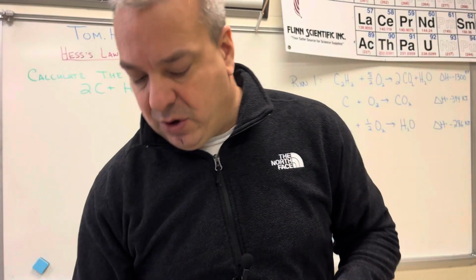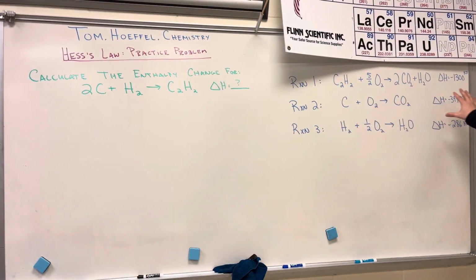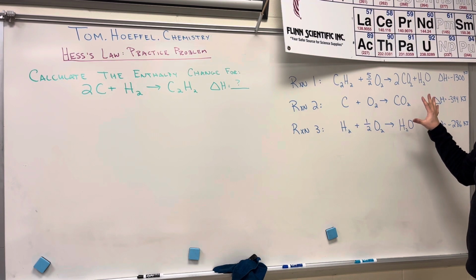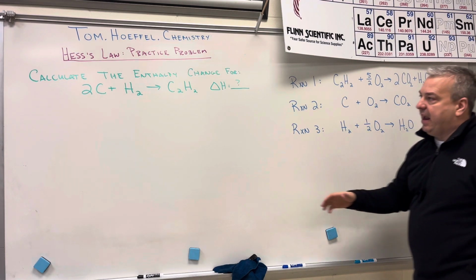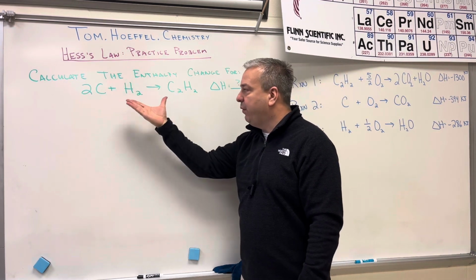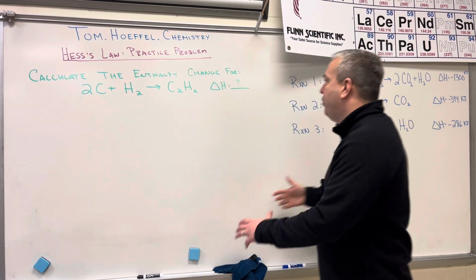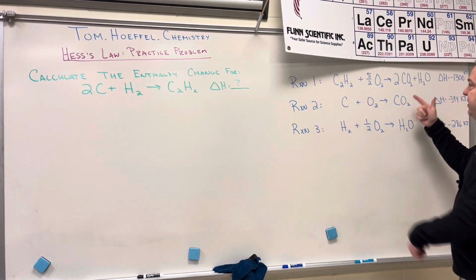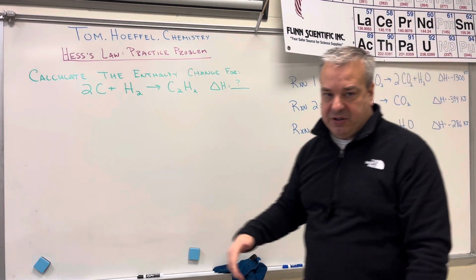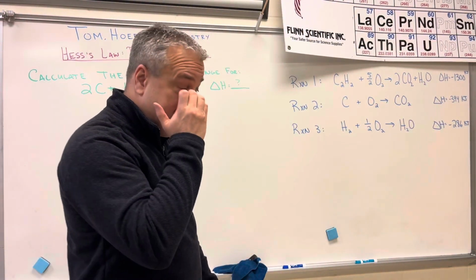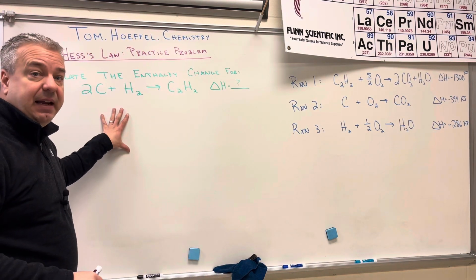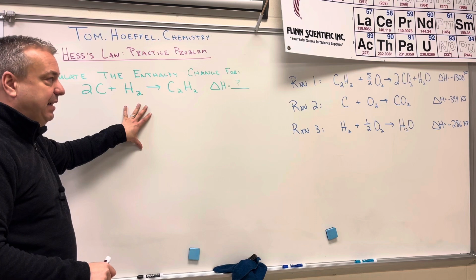Okay, so we have these three reactions that are in the prompt that I've written on the board from the prompt that I just had up on the screen, and the question is asking, calculate the enthalpy change for this chemical reaction, knowing these chemical reactions and the enthalpy changes that are associated with these chemical reactions. So the first thing that we need to do is analyze each of these equations and see how they relate to what the question's asking.